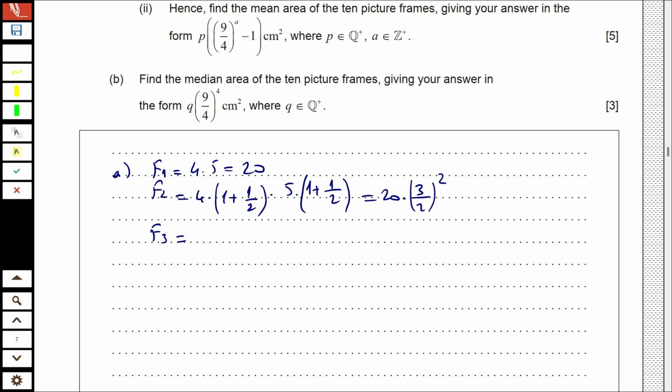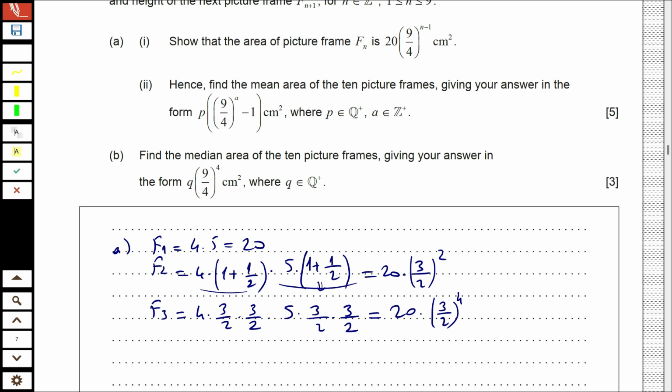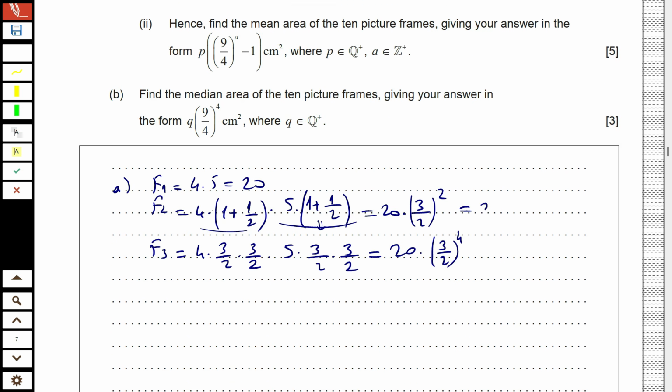And then for the third frame, again, this was the width and this was the height of the second frame. In this case, the third frame, the width will be 3 over 2 times 3 over 2, and the height will be 3 over 2 times 3 over 2, because I know that the previous height increased by again 3 over 2. So from here you can say that the area of this frame will be 20 times 3 over 2 to the power of 4. And as you can see, our ratio will be 9 over 4 because it's going to the power of 9 over 4, like 1, 2, 3.